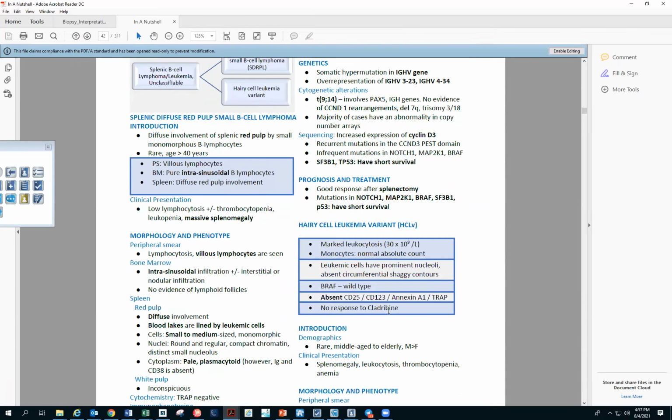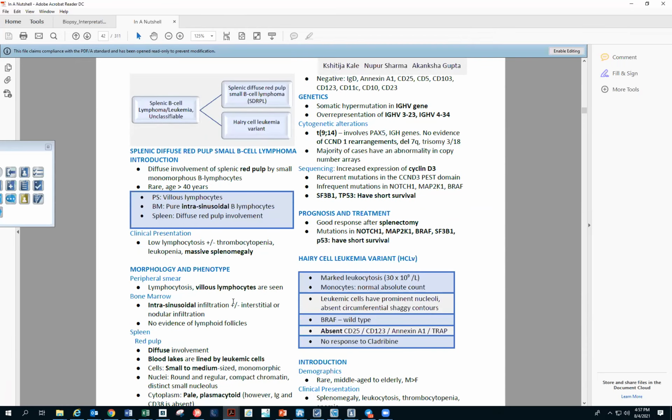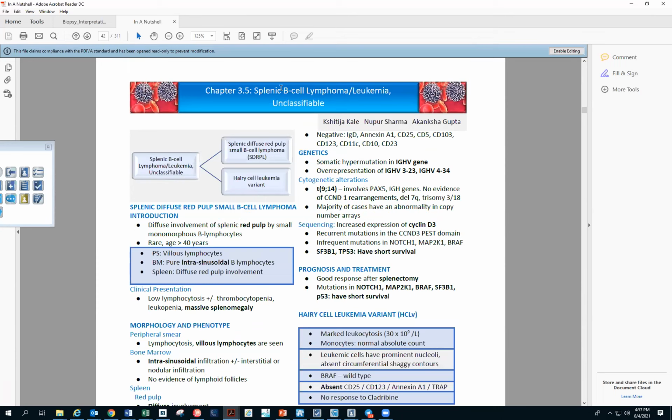And then the variant, quickly let's read that, we have 3 more minutes. So the B cell lymphoma leukemia unclassifiable have 2 categories. First is splenic diffuse red pulp small B cell lymphoma, SDRPL, which is hard, I mean, I personally haven't seen a case of splenic diffuse red pulp small B cell lymphoma. It's kind of, I think, a diagnosis of exclusion or something. And then there is a hairy cell leukemia variant.